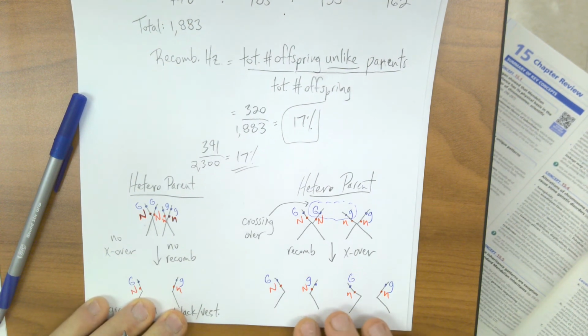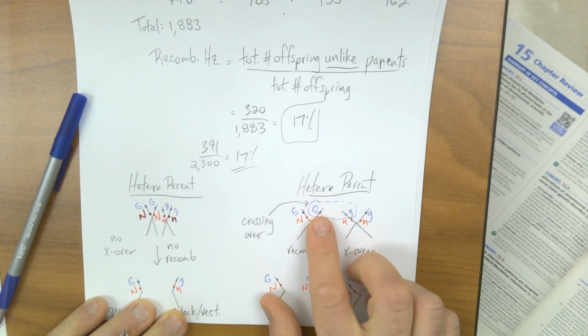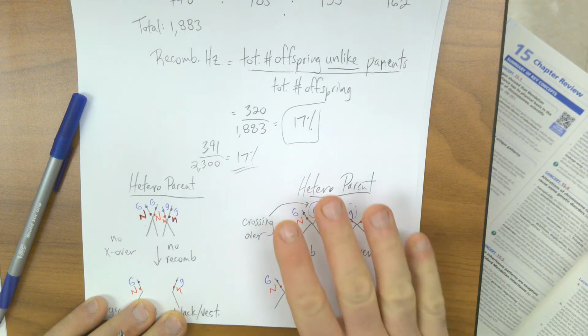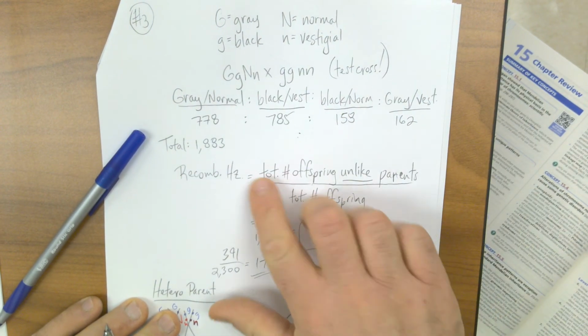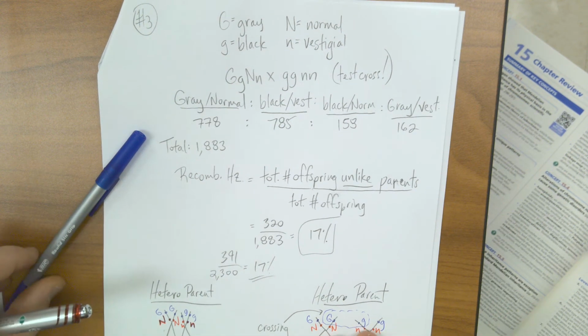Okay? So what crossing over does is it mixes up these genes in the parent so that the gametes that are produced have more variety. And that's what is causing this recombination to occur in the Hunt Morgan fruit flies.